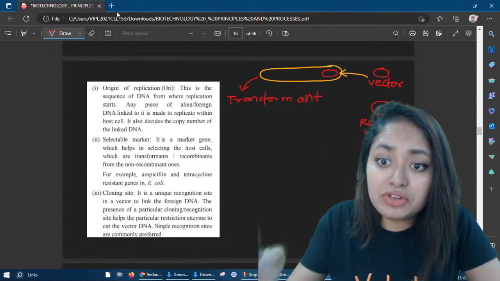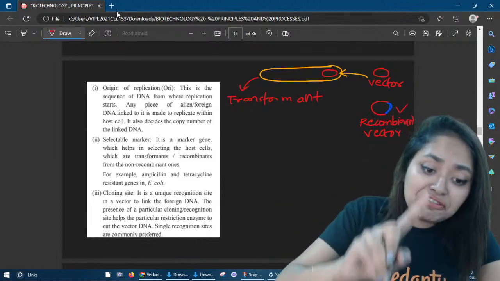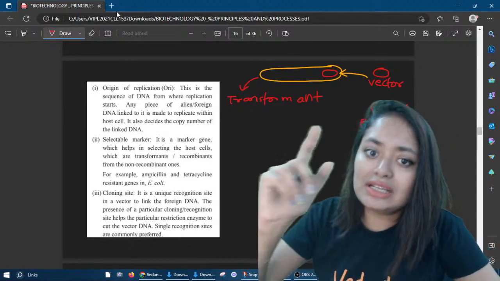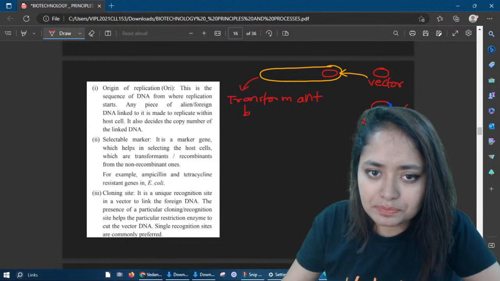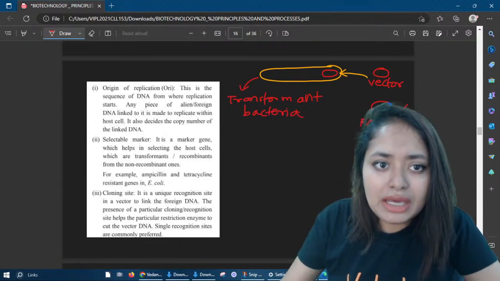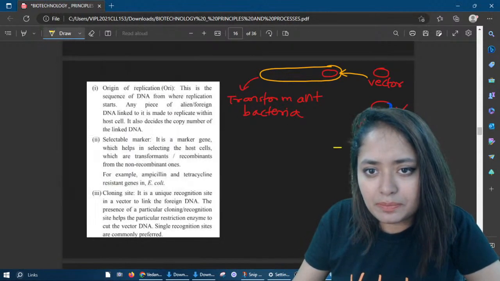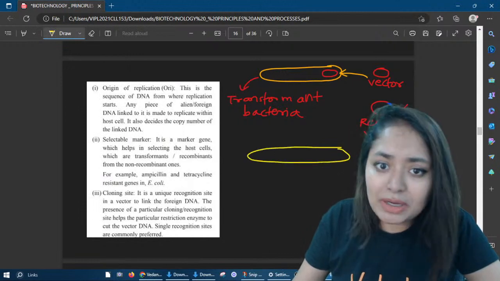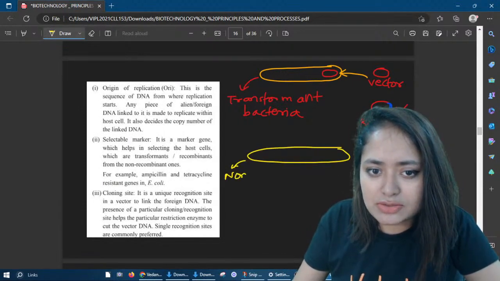Ma'am, does it matter which vector it picked up? No. If it picks up any vector, it's a transformant bacteria. If it did not pick up anything, then it is non-transformant.